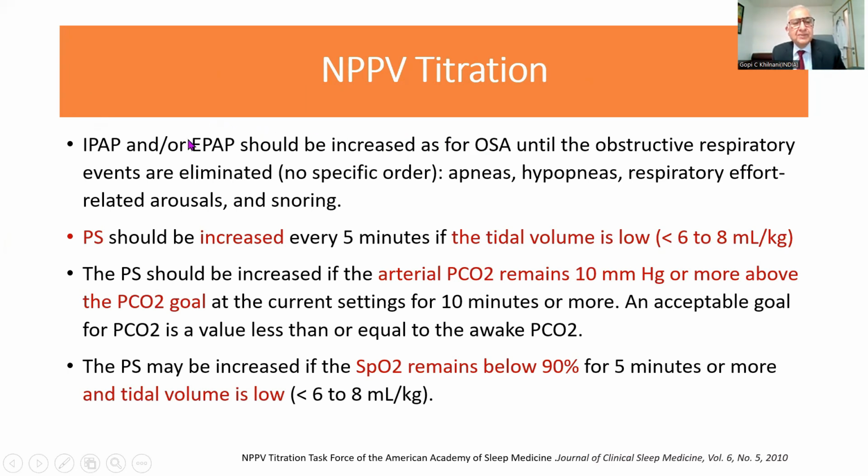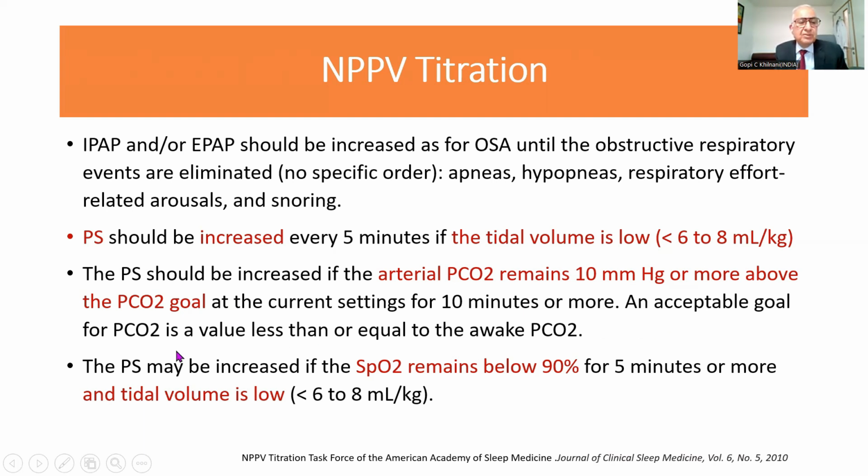So how do you titrate? You start with a low IPAP and then keep increasing slowly. Pressure support should be increased every 5 minutes if the tidal volume is low. When you are using a critical care ventilator where you measure the tidal volume also, you start with pressure support, what you call BiPAP or NIV. Some people don't like to use the word BiPAP with a critical care ventilator. You start with a smaller inspiratory pressure and look at the tidal volume, until you reach a tidal volume of about 6 milliliters per kilogram ideal body weight. You should increase the pressure support if the arterial PCO2 remains 10 millimeters or more above the PCO2 goal at the current setting for 10 minutes or more.